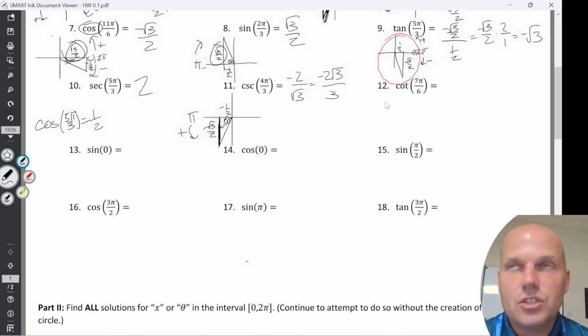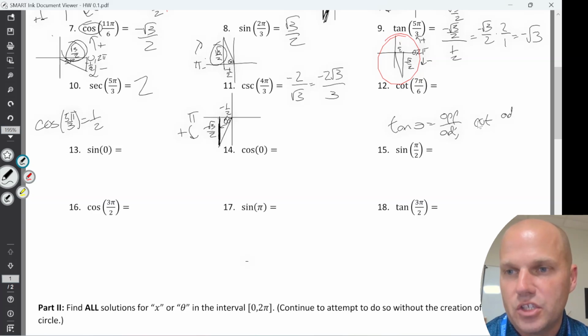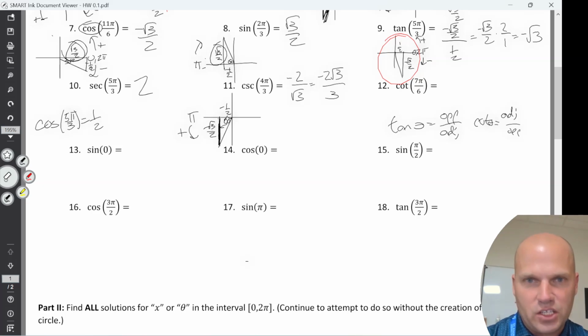Cotangent, I like to not do tangent and then flip it. I know that tangent of an angle is the opposite over the adjacent. So that means cotangent is going to be the adjacent over the opposite. I find it's just a little bit more efficient if I do that. So I'm going to find the adjacent over the opposite of 7 pi over 6.